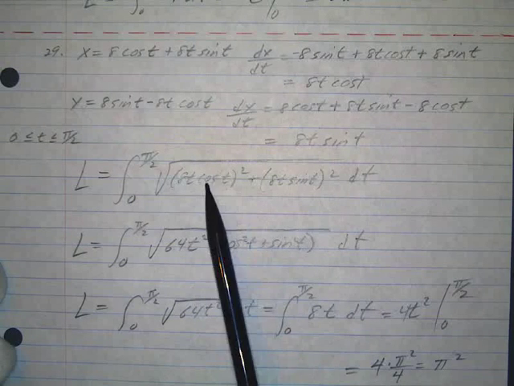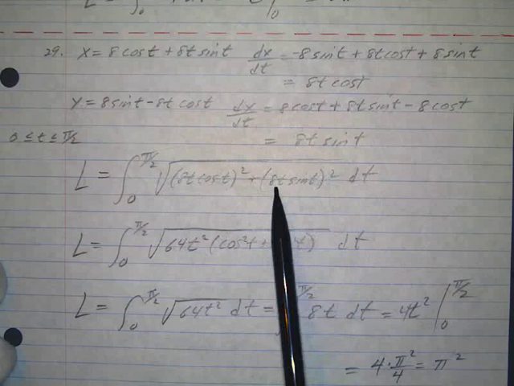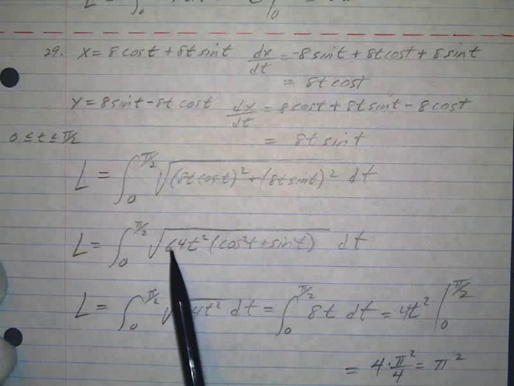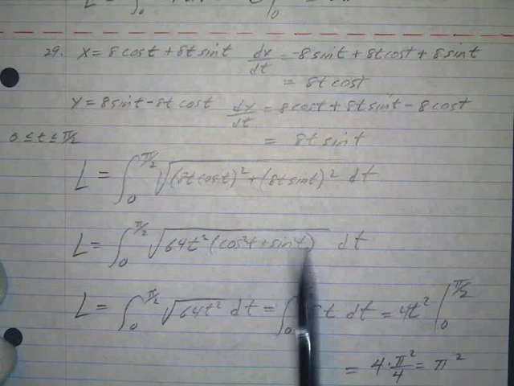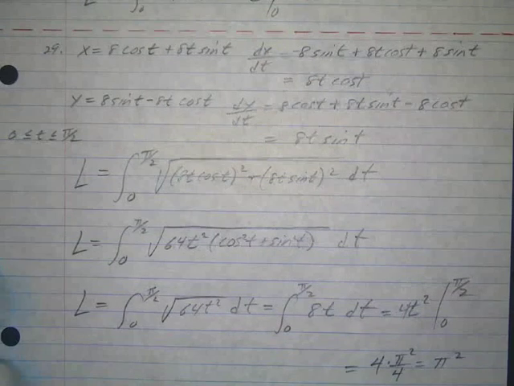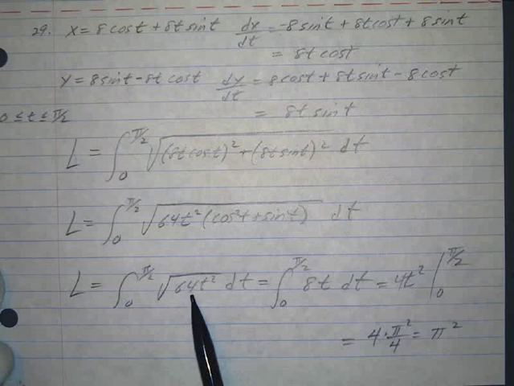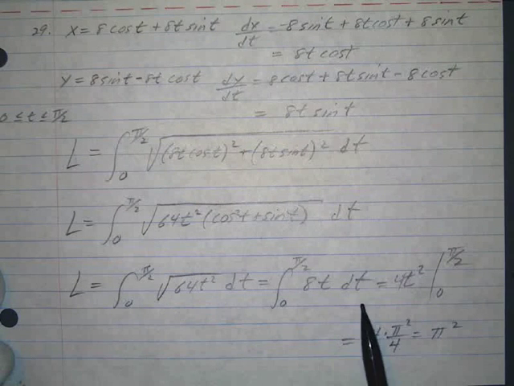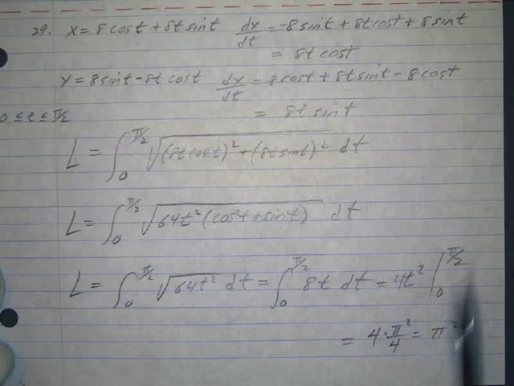Now when I square these out, I get 64t squared cosine squared t, and a 64t squared sine squared t. So I can factor out that 64t squared, and I would have cosine squared plus sine squared. But that's just 1. So we just have 64t squared. And the square root of 64t squared is just 8t. So we're just going to take the antiderivative of that. That's going to be 8t squared over 2, which is 4t squared. And I just have to evaluate that from 0 to pi over 2.